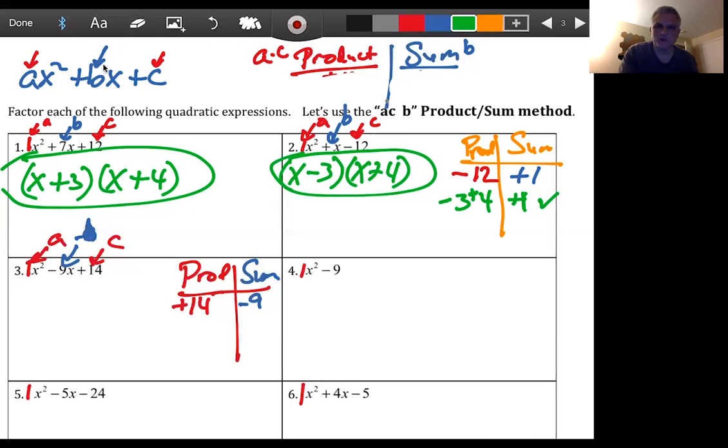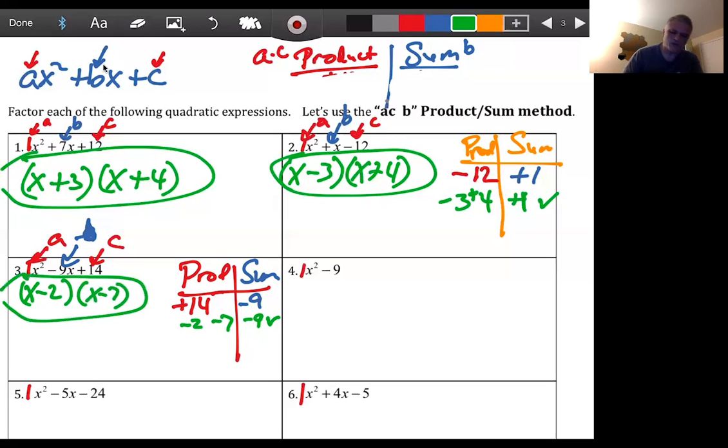Well, what two numbers multiplied gives you 14? 1 and 14? Sure. Can I get a 9 out of 1 and 14? Nope. The only other one we got is 2 and 7. 2 and 7. I can get a 9 out of 2 and 7. So in order for it to multiply to 14, but add to negative 9, it's got to be a minus 2 and a minus 7. If I add those together, I get negative 9. Heck yeah. Okay, product is 14, sum is negative 9, on the money. Okay, so that's just x minus 2, x minus 7.